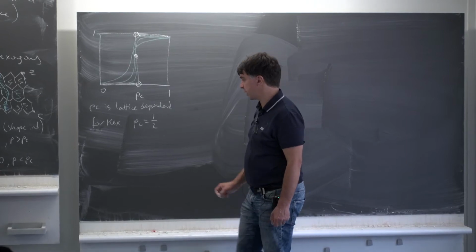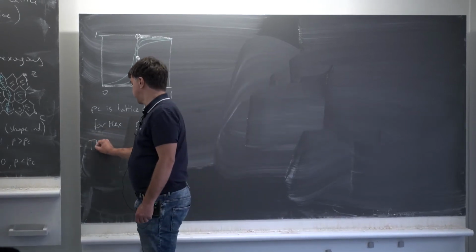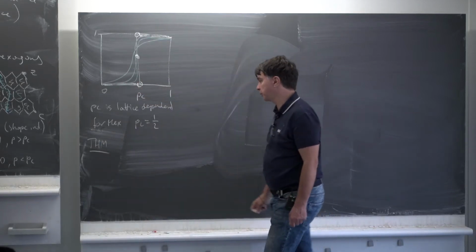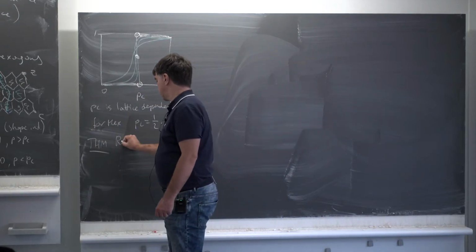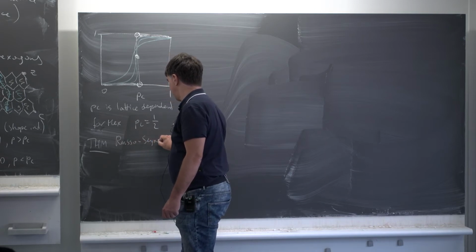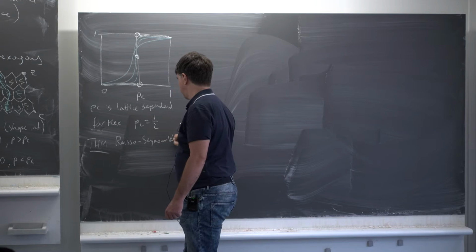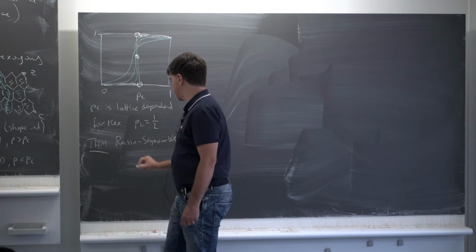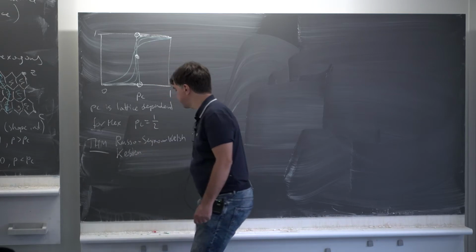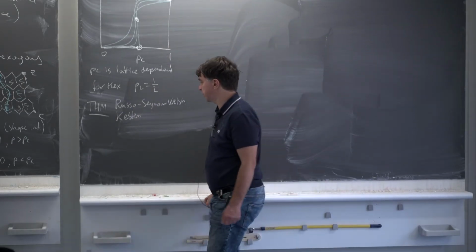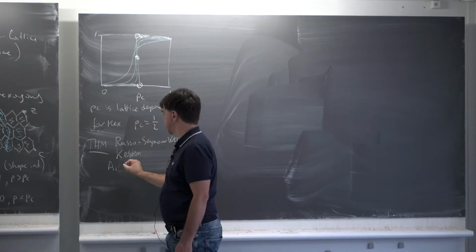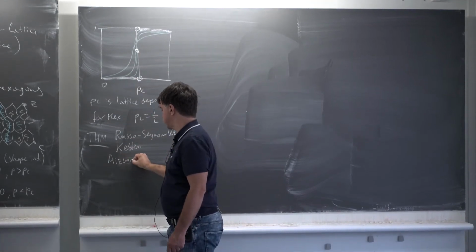So what I said up to now is a theorem which is a combination of theorems of several people. There are 3 people, Russo, Seymour, and Welsh, who first did the required estimates. Then Harry Kesten proved that PC is equal to 1/2. And then Aizenman, Barsky and Menshikov figured out these things which are called sharp threshold.